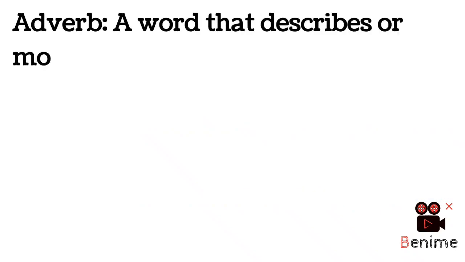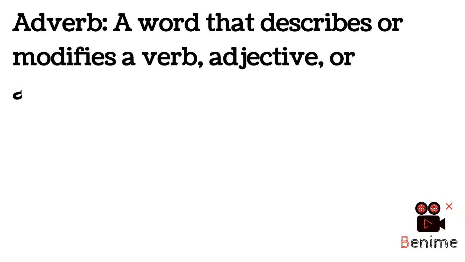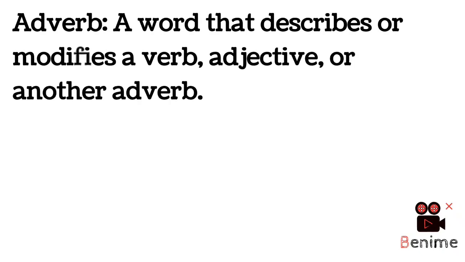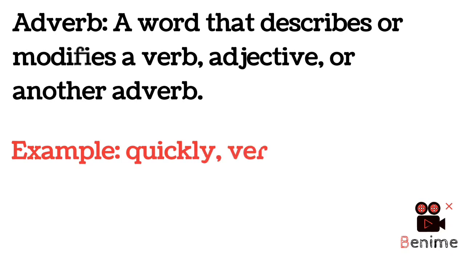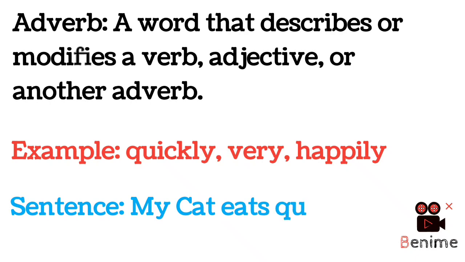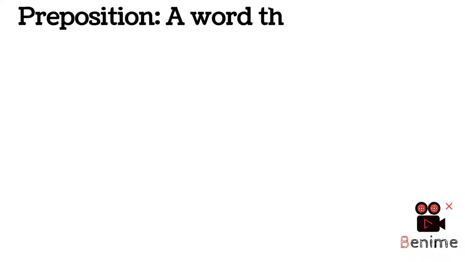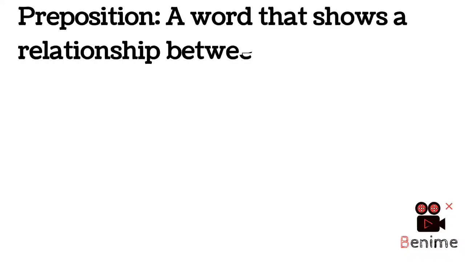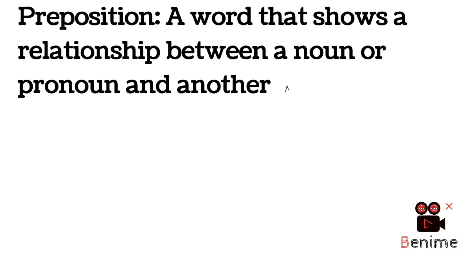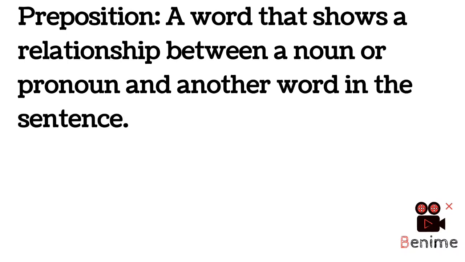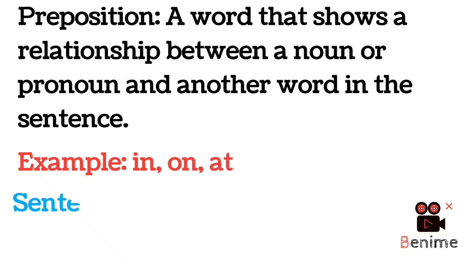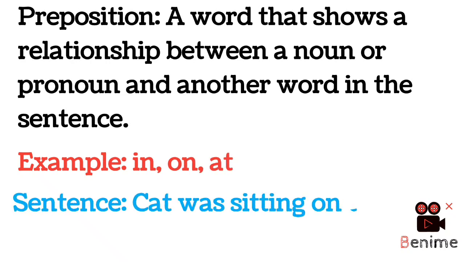Adverb: a word that describes or modifies a verb, adjective, or another adverb. Example: quickly, very, happily. Sentence: my cat. Preposition: a word that shows a relationship between a noun or pronoun and another word in the sentence. Example: in, on, at. Sentence: cat was sitting on the table.